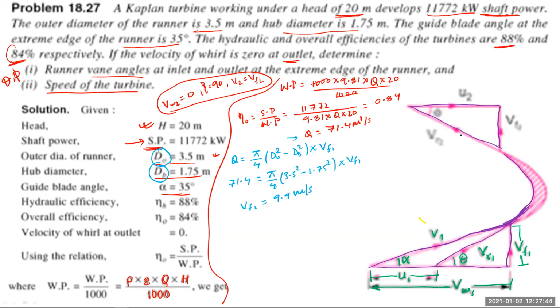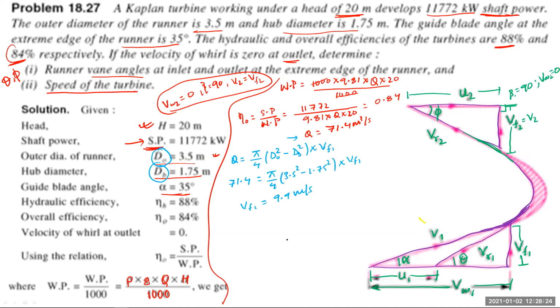On the outlet triangle side, the one which is tangential to the curved surface is your relative velocity at outlet, VR2. The angle it is making is phi. This will be your U2 from here up to here, and this is VF2. VF2 equals V2, and for this case this angle beta equals 90 degrees, so VW2 will be equal to 0.